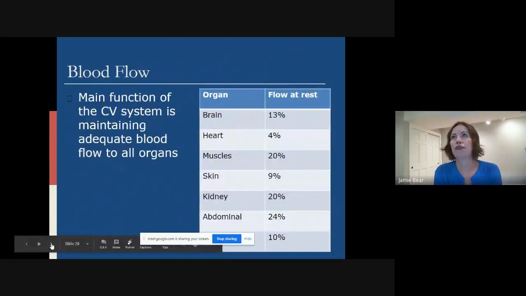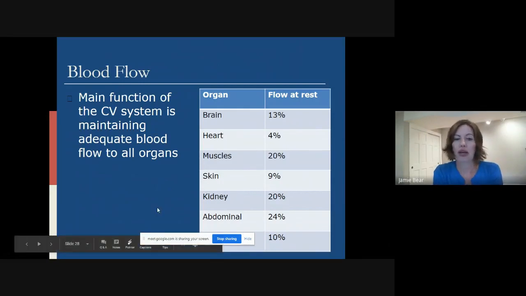So the main function of the cardiovascular system is to maintain adequate blood flow to all the organs. So you can see here our brain takes up quite a bit of blood flow, and this is at rest. Our heart takes 4%, our muscles 20%, our skin 9%. Our kidneys and abdominals take up a lot of blood flow at rest. So our kidneys 20%, our abdominals 24%.